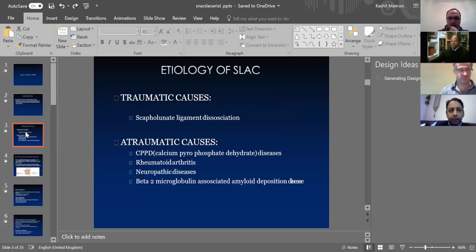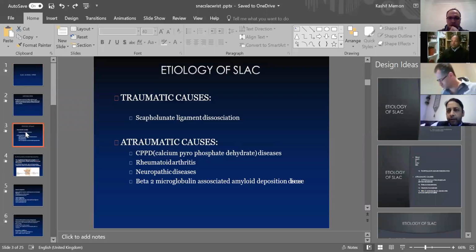Most of these cases present as radial-sided wrist pain. If you take the history from those patients, they usually have a history of trauma in the past or a recent trauma. Sometimes these patients can present with atraumatic causes like inflammatory arthritis or neuropathic conditions as well.